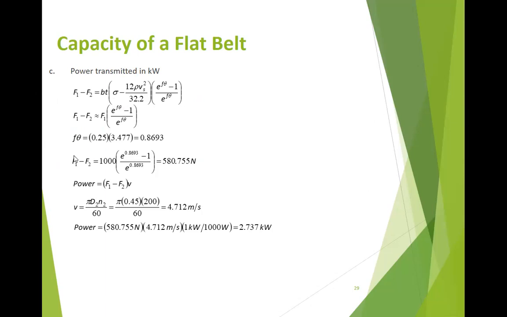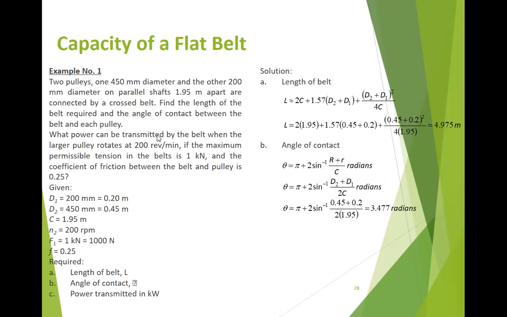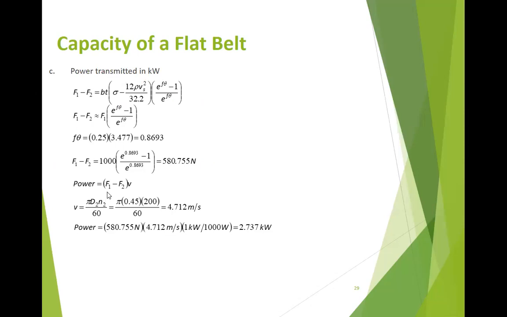f theta is equal to 0.25 times 3.477, which is 0.8693. So F1 minus F2 is equal to 1,000 times (e to the 0.8693 minus 1) over e to the 0.8693, which is 580.755. We neglected the other term here, since no materials were mentioned, only friction. Power is F1 minus F2 times v, where v is pi D2 N over 60, since the given speed is for the large pulley. So pi times 0.45 times 200 over 60 is 4.712 meters per second. The power is 580.755 times 4.712 times 1 kilowatt per 1,000 watts, which is 2.737 kilowatts. This is now your answer.